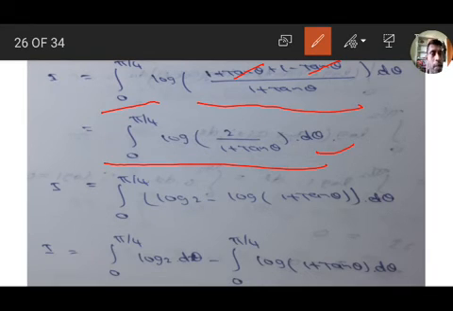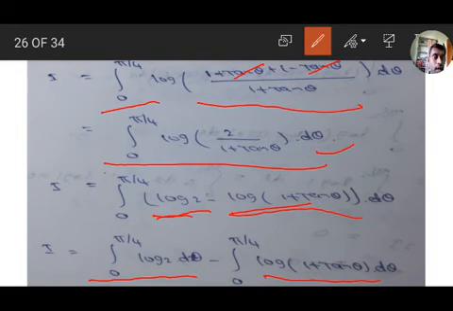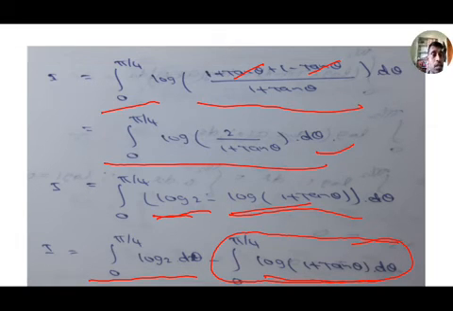So log a by b means log a minus log b. So integration 0 to pi by 4 of log 2 minus log of 1 plus tan theta d theta. Then we separate the integration of the difference of two functions. So I equals integration 0 to pi by 4 of log 2 d theta minus integration 0 to pi by 4 of log of 1 plus tan theta d theta.